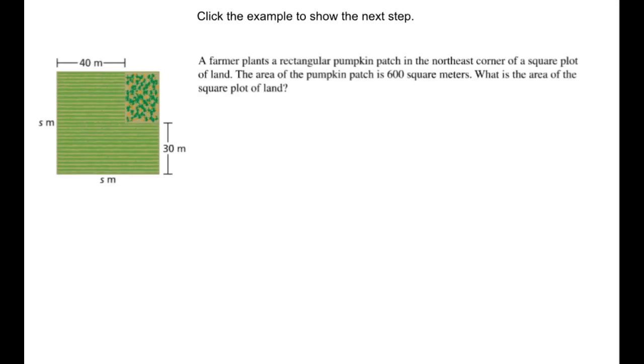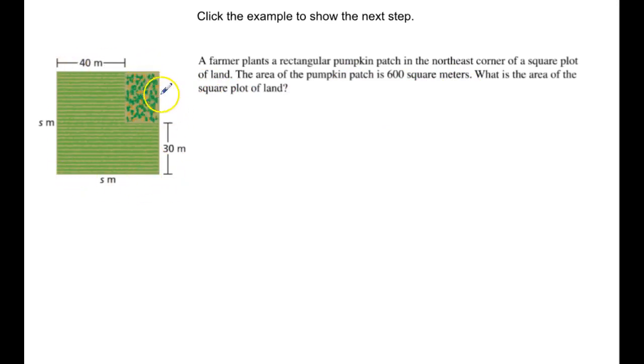So now here's our real life example. Okay, so a farmer plants a rectangular pumpkin patch in the northeast corner of a square plot of land. The area of the pumpkin patch is 600 square meters. What is the area of the square plot of land?